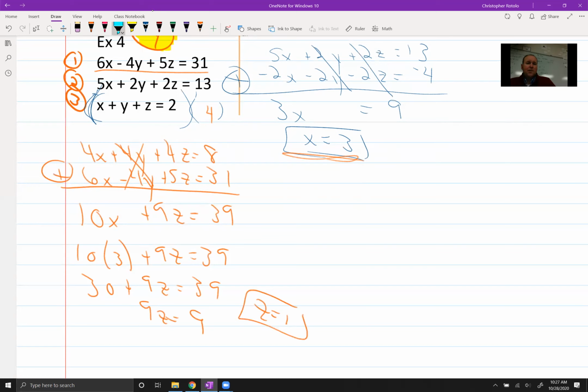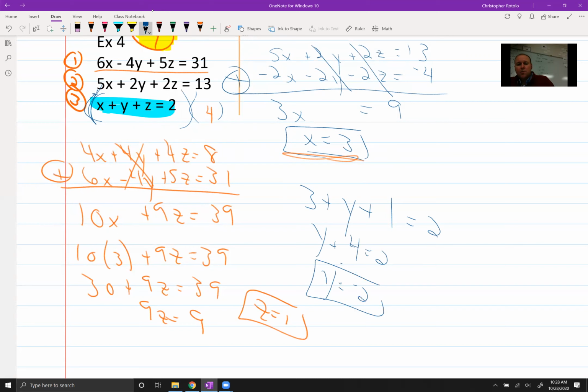And my hope is that you see this bottom equation. It's the easiest one to work with. So I know x is 3 plus, we don't know y yet, plus 1, it equals 2. So y plus 4 equals 2. So y is -2 when we subtract that 4 out of there. So we got 3, -2, and 1.